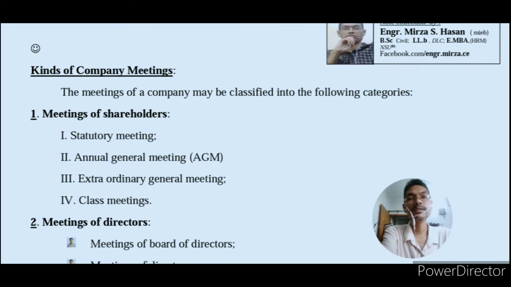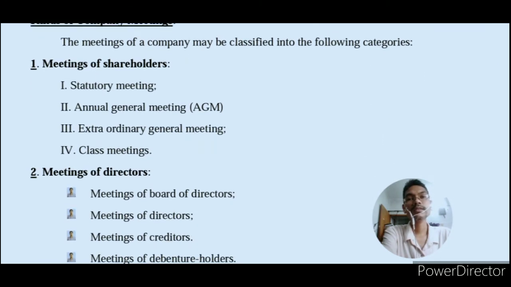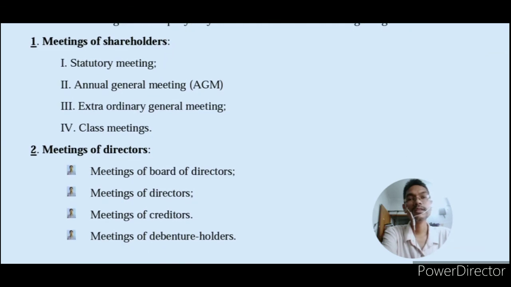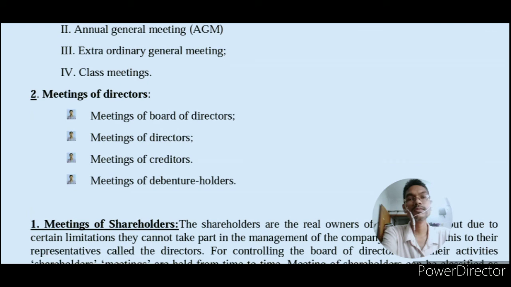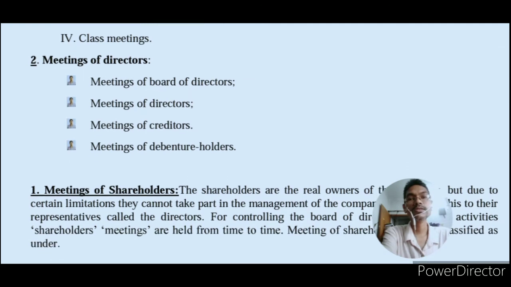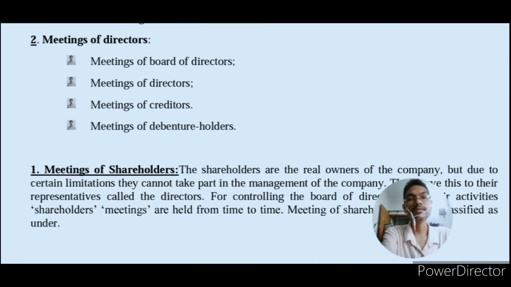Kinds of company meeting. The summary says the meetings of a company may be classified into the following categories. 1. Meeting of shareholders, that means statutory meeting, annual general meeting, AGM, extraordinary general meeting, class meeting. 2. Meeting of directors, meeting of the board of directors, BOD. 3. Meetings of creditors, meetings of debenture holders.